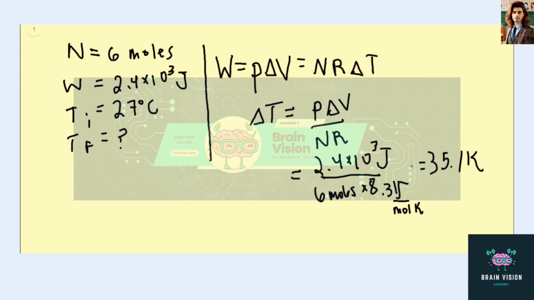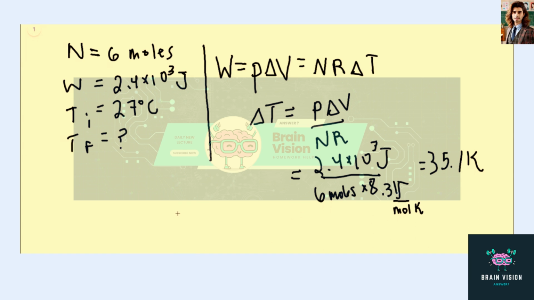And notice the units work out if you cancel those joules and those moles and put the Kelvins on the top. And just as a note, since degrees Celsius is related to degrees Kelvin by an additive 273, so you just add 273 to the degrees Celsius to get the T final, then a change in temperature of 35.1 Kelvin is actually the same as a change in temperature of 35.1 degrees C.